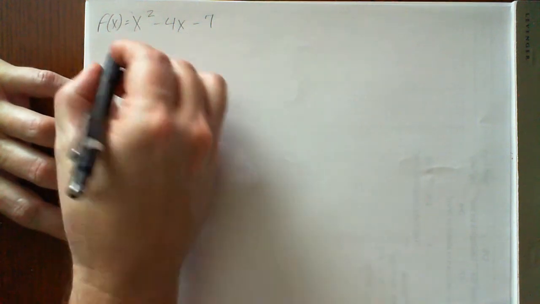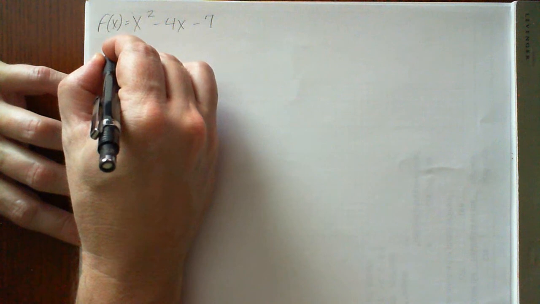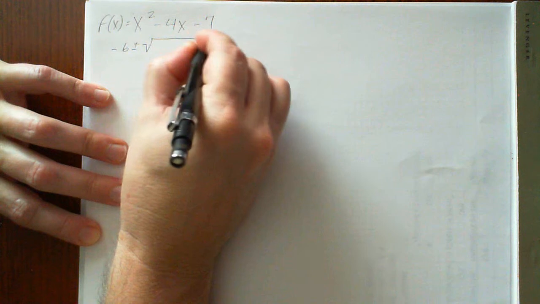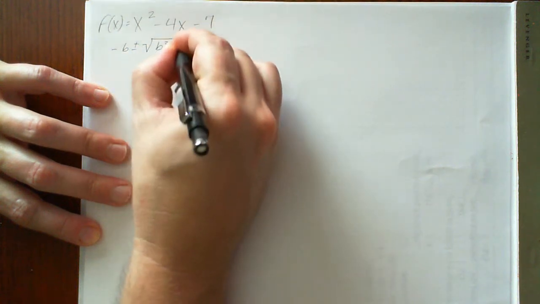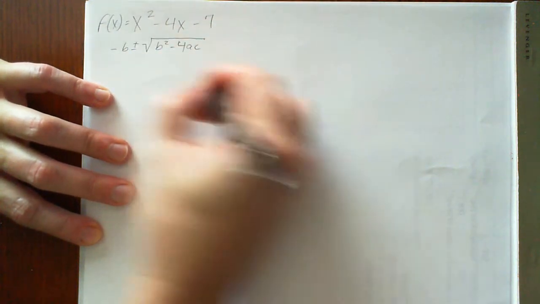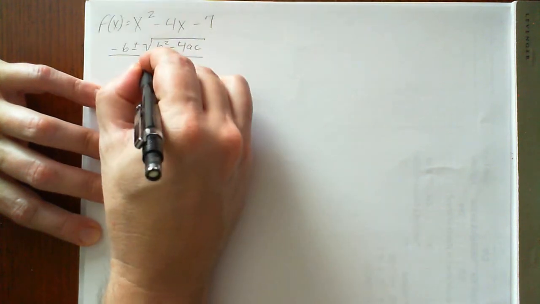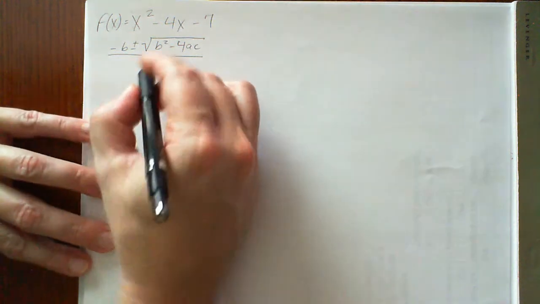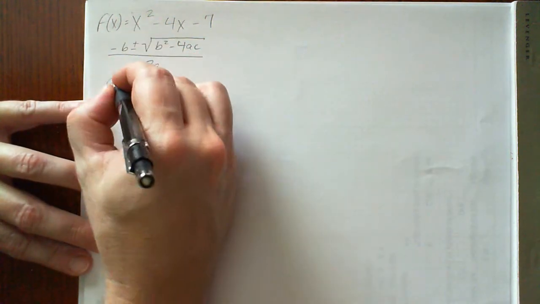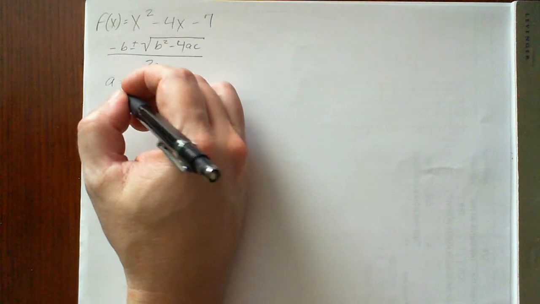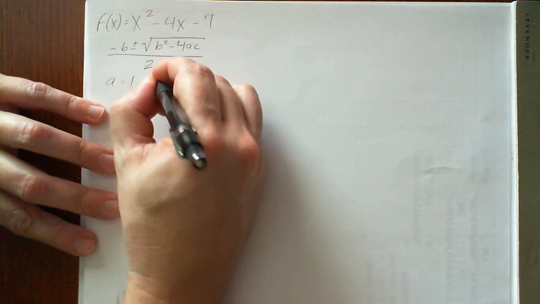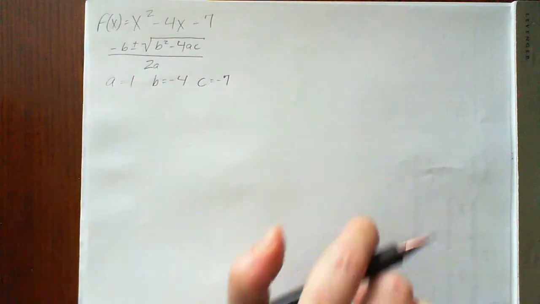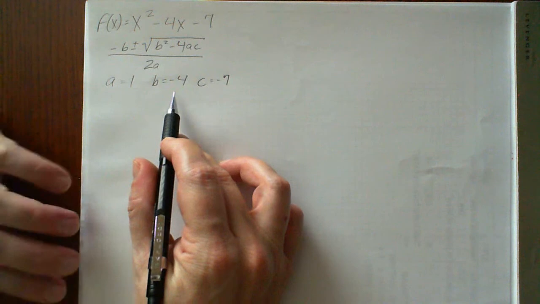So anytime I'm going to use the quadratic formula, I like to have that quadratic formula written down. That's -b plus or minus the square root of b squared minus 4ac, and that is all over 2a. So obviously I need my a, b, and c values here. Remember, a is the coefficient of my x squared term. B is the coefficient of the x term, and c is my constant. So I've identified my a, my b, and my c.